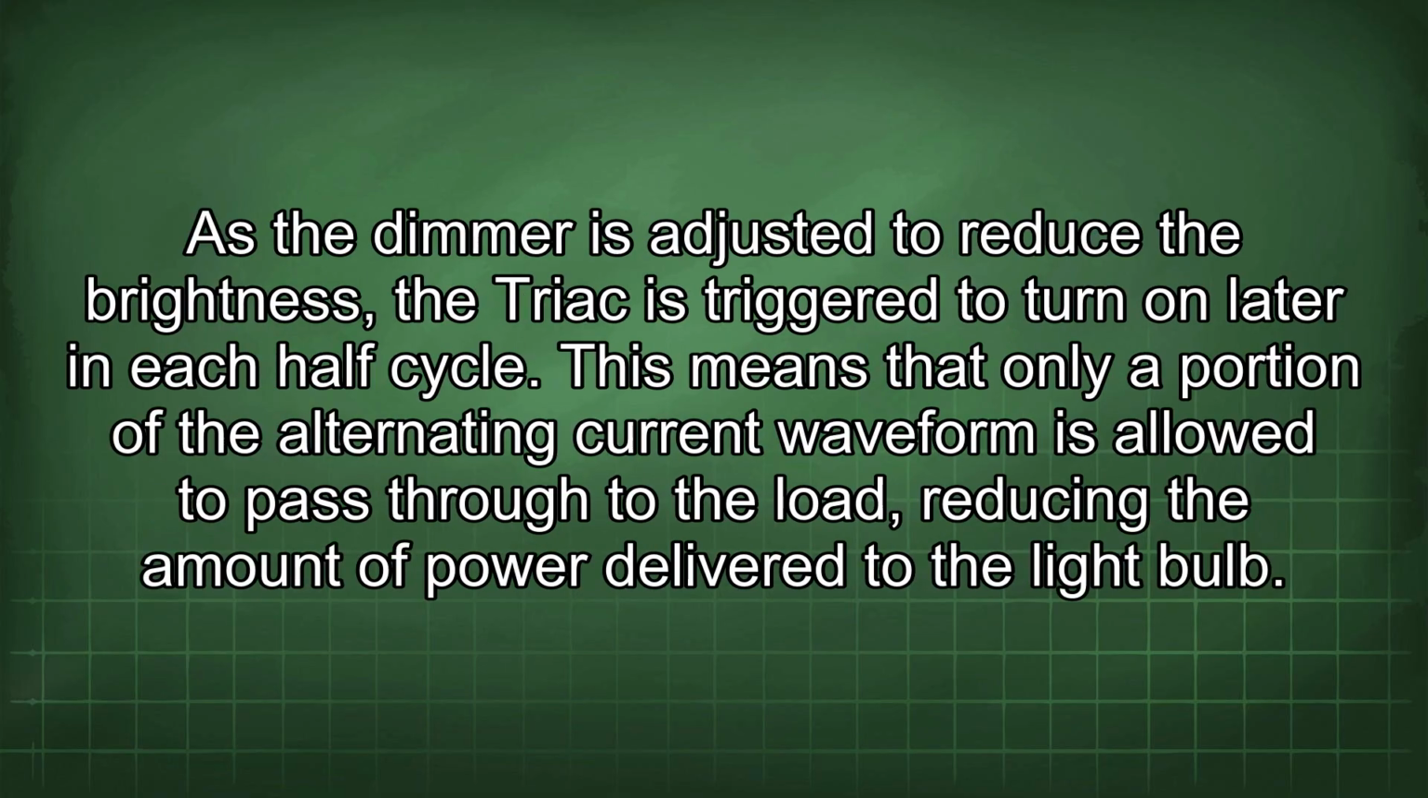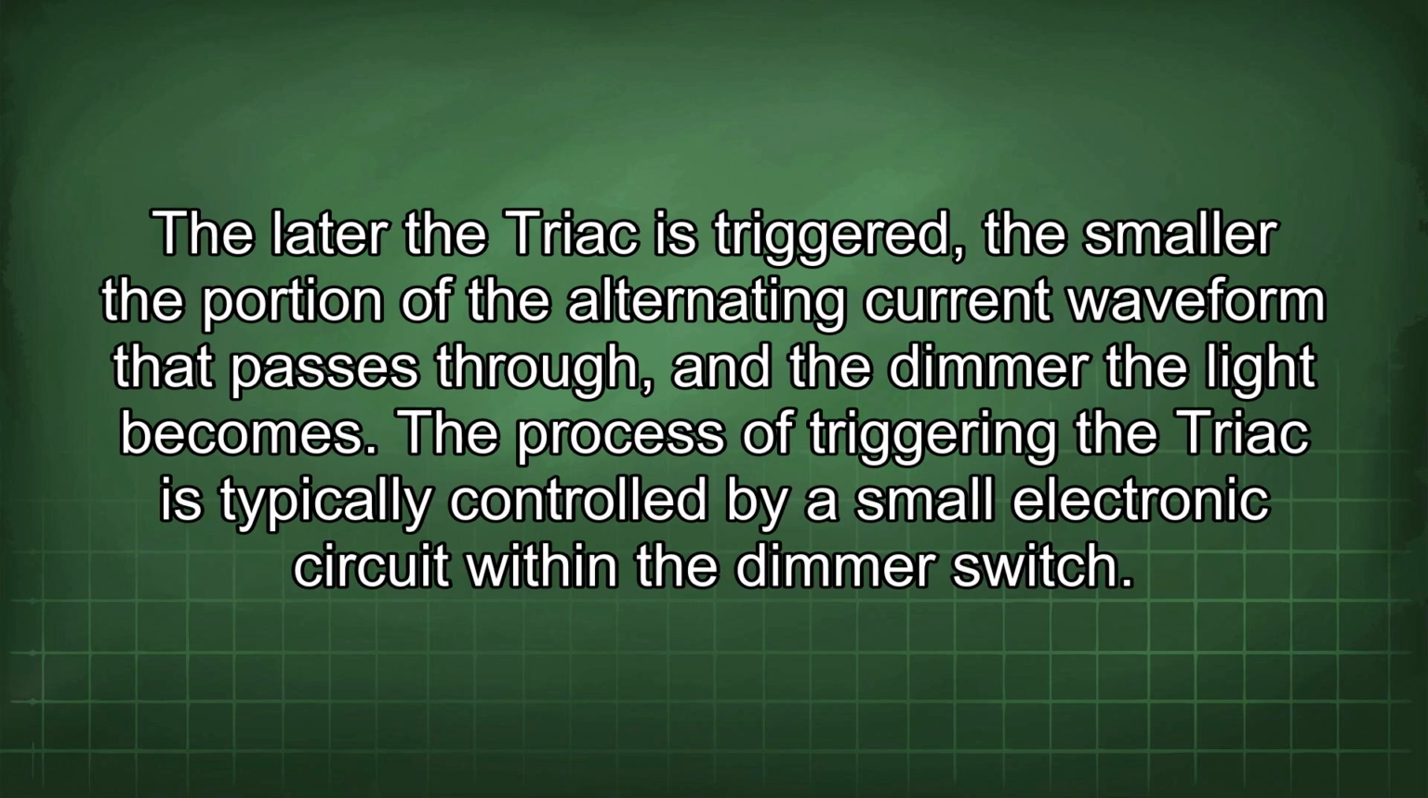As the dimmer is adjusted to reduce the brightness, the triac is triggered to turn on later in each half cycle. This means that only a portion of the alternating current waveform is allowed to pass through to the load, reducing the amount of power delivered to the light bulb. The later the triac is triggered, the smaller the portion of the alternating current waveform that passes through, and the dimmer the light becomes.